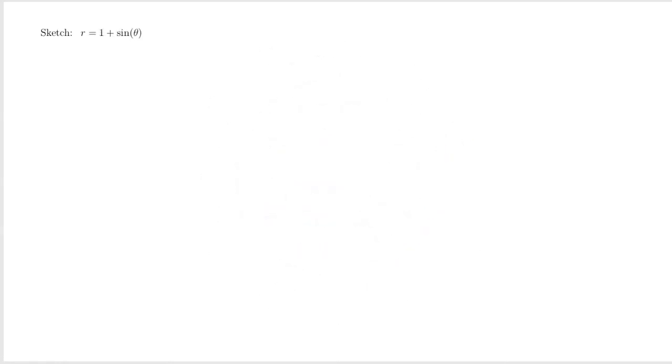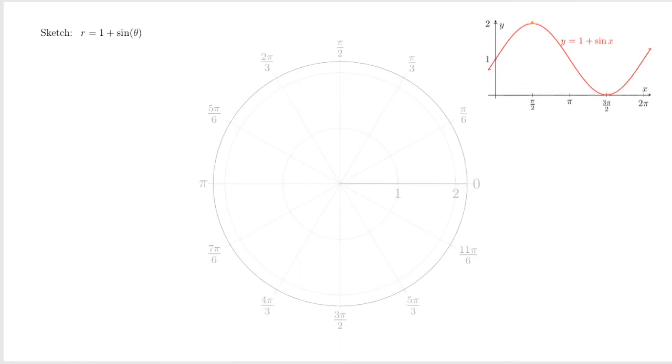Okay, let's look at a slightly trickier one. The curve r equals 1 plus the sine of theta. In order to figure out what r should be for various values of theta, it helps to look at the curve y equals 1 plus the sine of x in Cartesian coordinates, because that one's easy for us to draw. And that shows us that, for example, when theta is pi over 2, r is 1 plus the sine of pi over 2, which is this point right here, or 2.